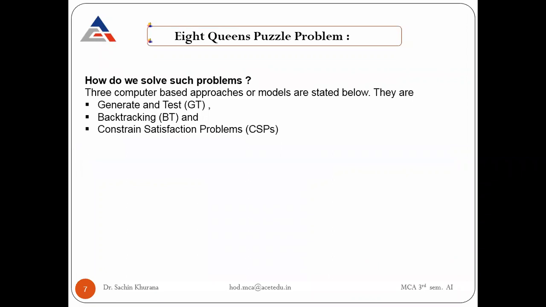Now, how to solve this 8 queen puzzle problem? That is the major issue. We have three methods to solve it. So three computer-based approaches or models are stated for solving such a problem. First is generate and test. Second is backtracking, also called BT. And the third one is the constraint satisfaction problem. That means what are the constraints through which we will be solving this problem.